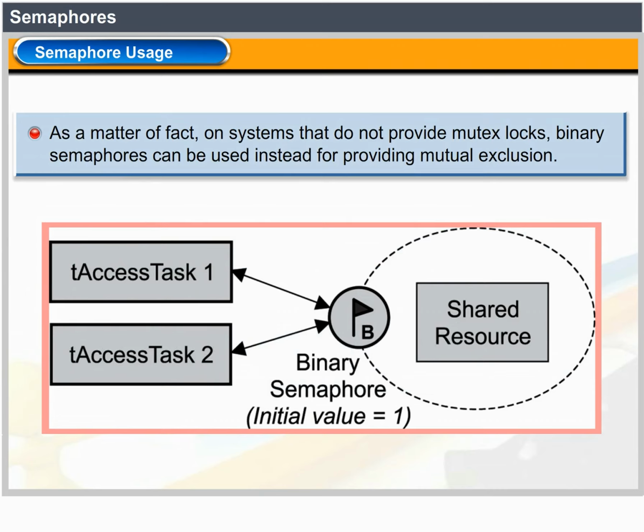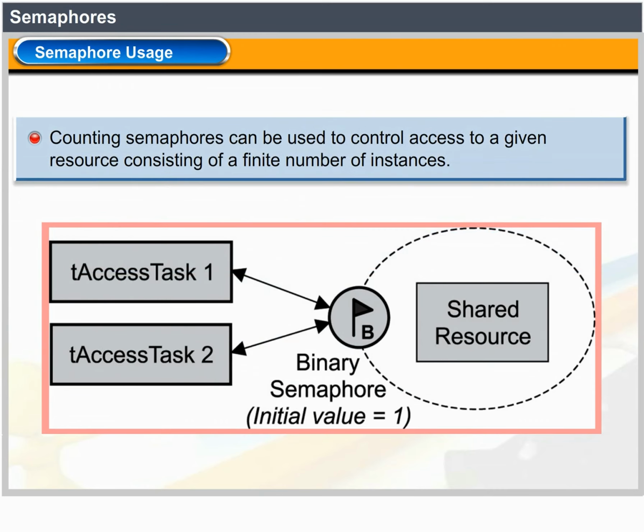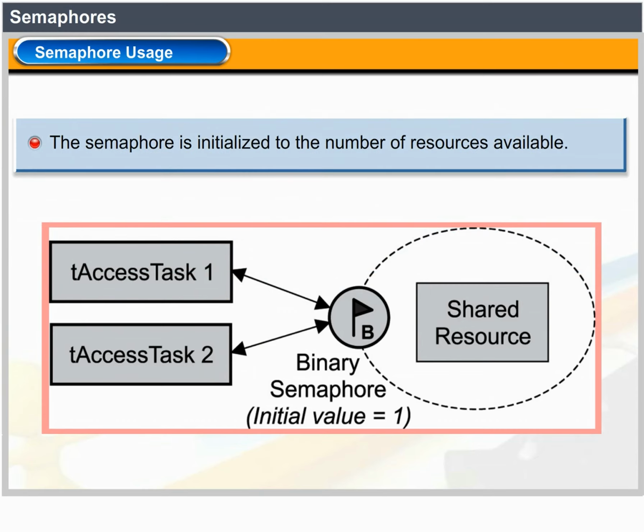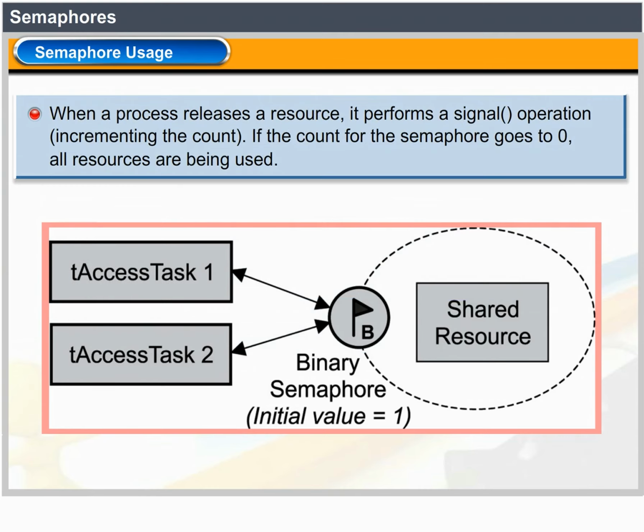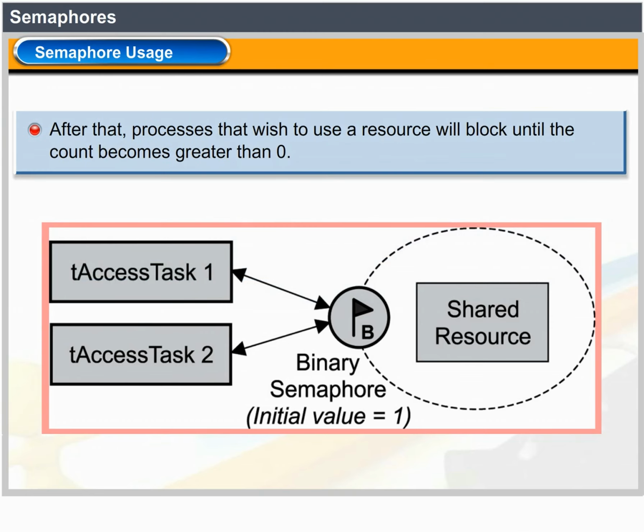Counting semaphores can be used to control access to a given resource consisting of a finite number of instances. The semaphore is initialized to the number of resources available. Each process that wishes to use a resource performs a wait function operation on the semaphore, thereby decrementing the count. When a process releases a resource, it performs a signal function operation, incrementing the count. When the count for the semaphore goes to 0, all resources are being used. After that, processes that wish to use a resource will block until the count becomes greater than 0.